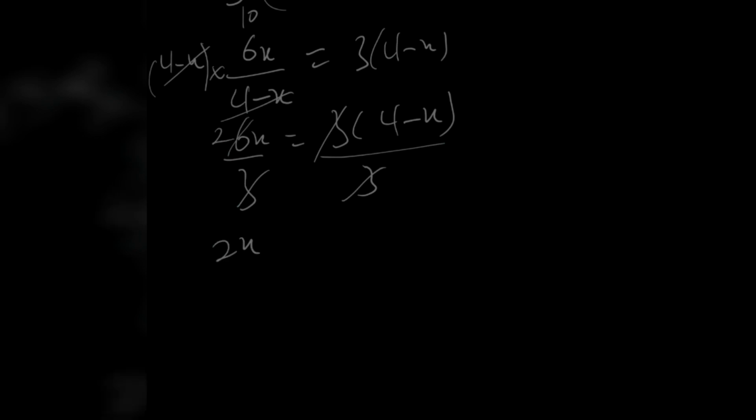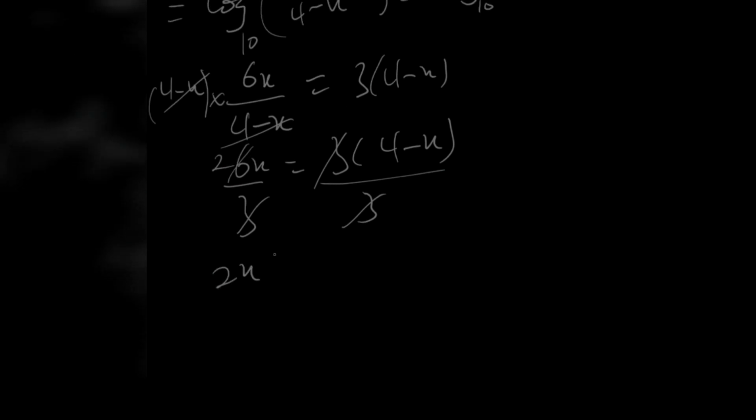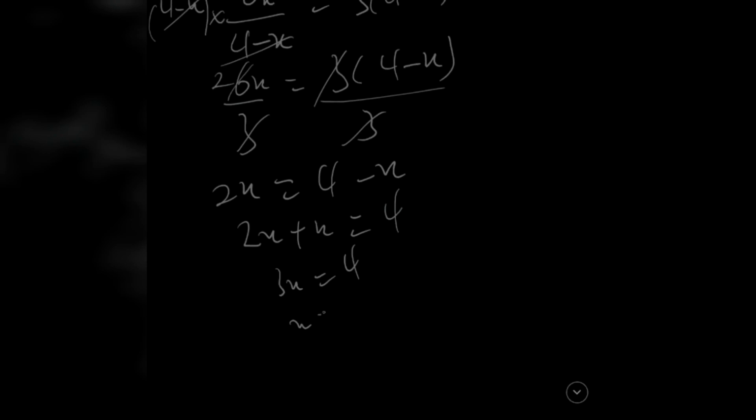3 cancels out, we get 2x over here. So we get 2x equals 4 minus x. Okay, then we can bring this to this side. So we get 3x, it's 2x plus x, which is the same thing as 3x. So 2x plus x equals 4. Then we get 3x equals 4. X will finally be equal to 4 over 3. Okay, so let's test it to see.